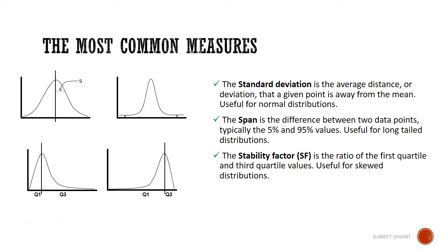The standard deviation is the average distance or deviation that a given point is away from the mean. It's useful for normal distributions.